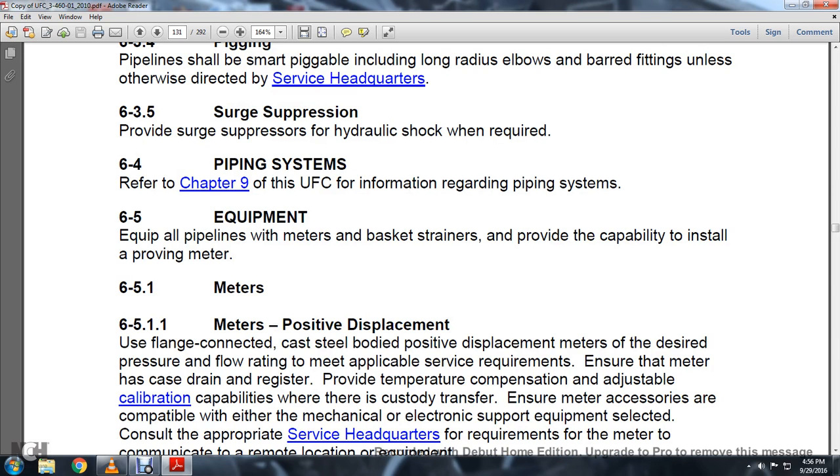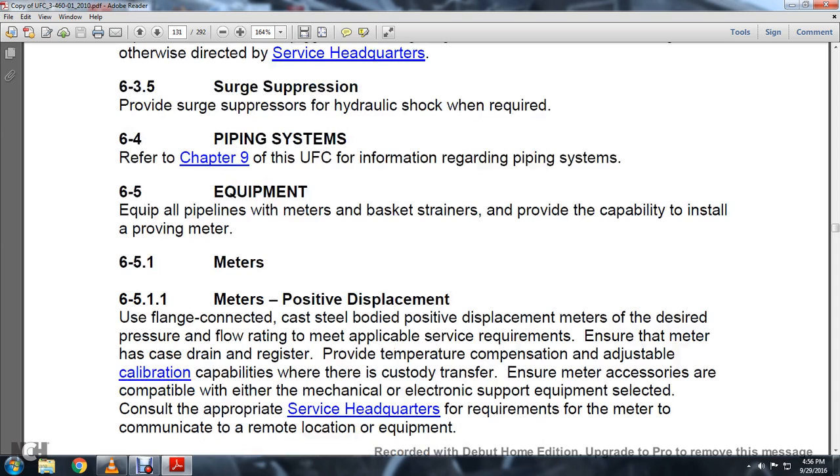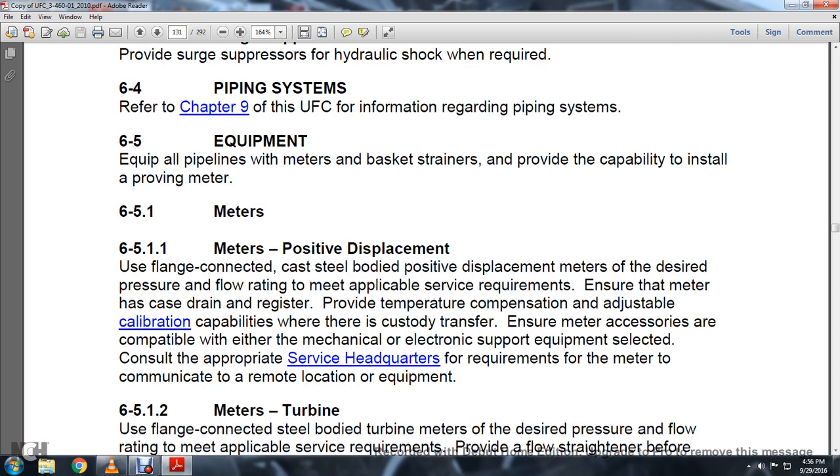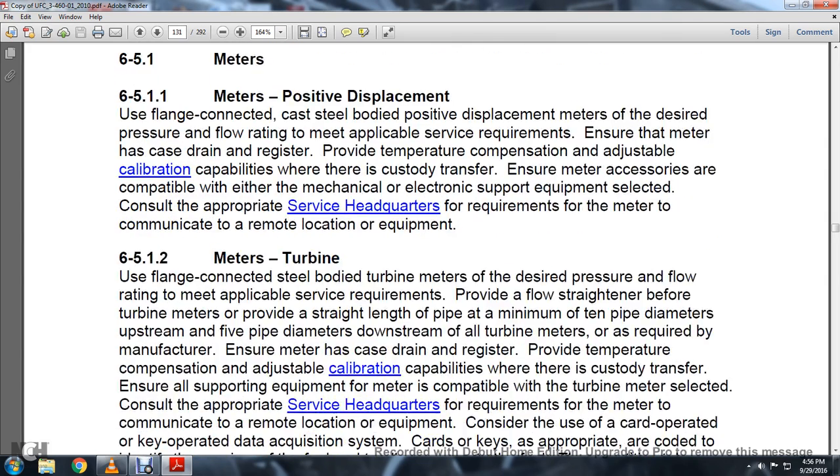6.5.1 Meters. 6.5.1.1 Positive displacement meters. Use flange connected carbon steel body positive displacement meters of the desired pressure and flow rating to meet the applicable service requirements. Ensure the meter has a case with its range register. Provide temperature compensation and adjustable calibration capabilities where there is custody transfer. Ensure the meter accessories are compatible with either mechanical or electronic support equipment. Consult the appropriate service headquarters for the requirements for the meter to communicate with remote location equipment.